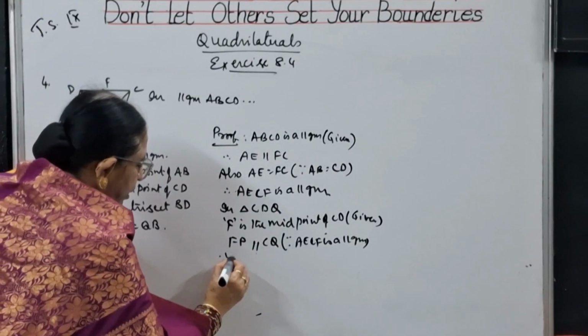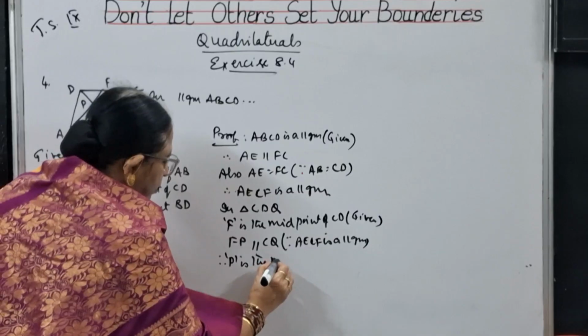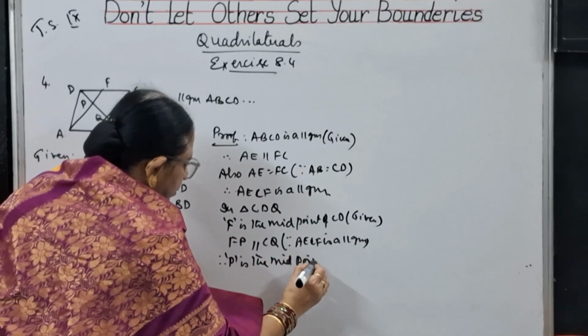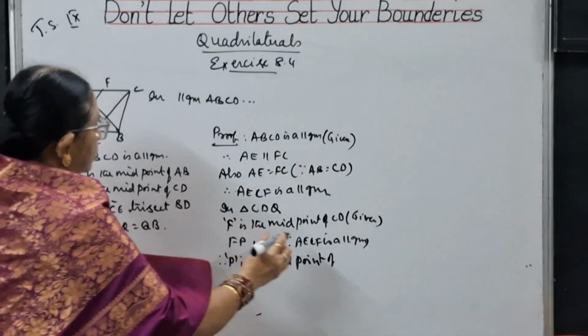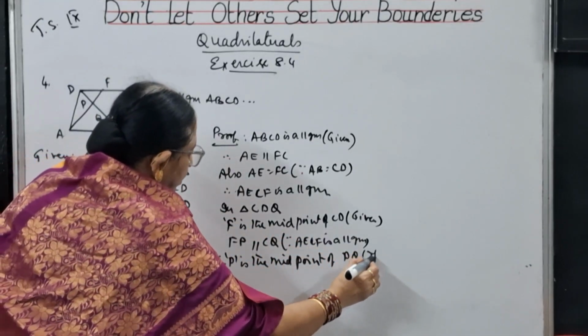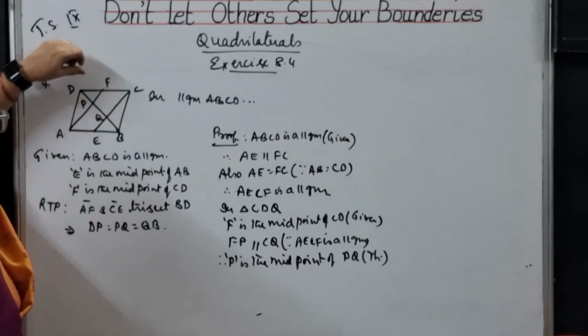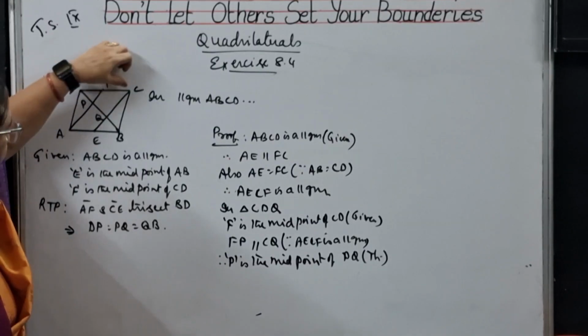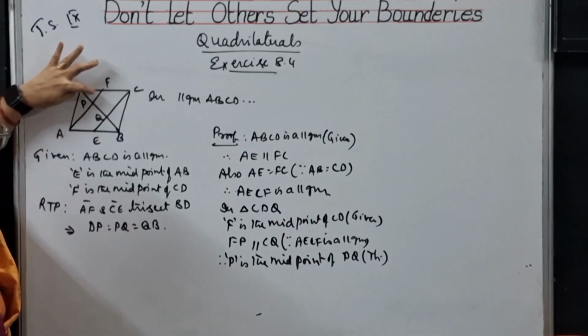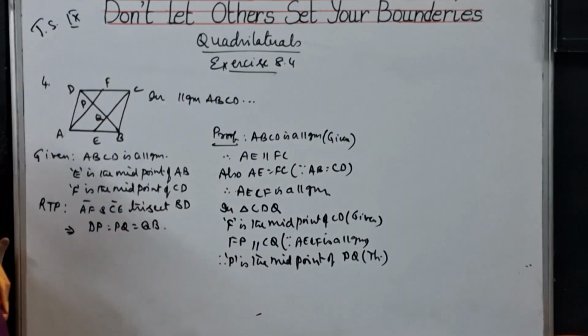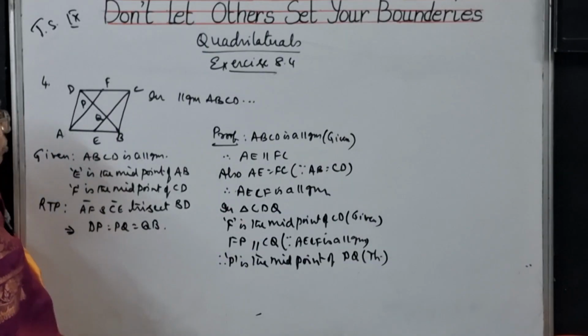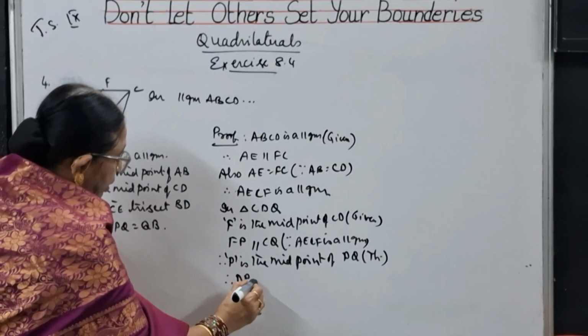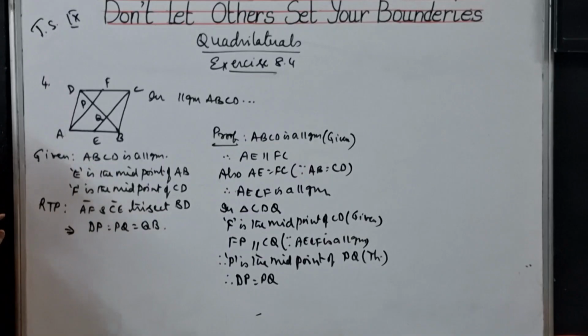Therefore, P is the midpoint of DQ, basing on the theorem. We have got a theorem, children. If a line is drawn through the midpoint of one side of a triangle and parallel to another side, it bisects the third side. This proof is there in the previous video, children. So, P becomes the midpoint of DQ. Therefore, DP is equal to PQ.